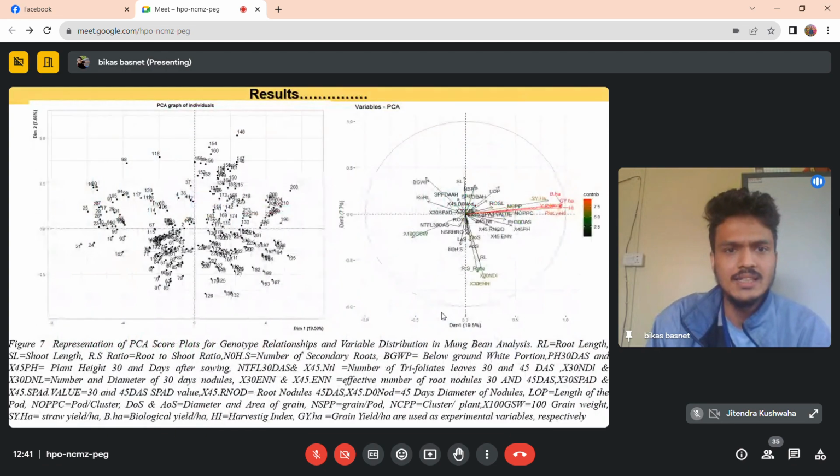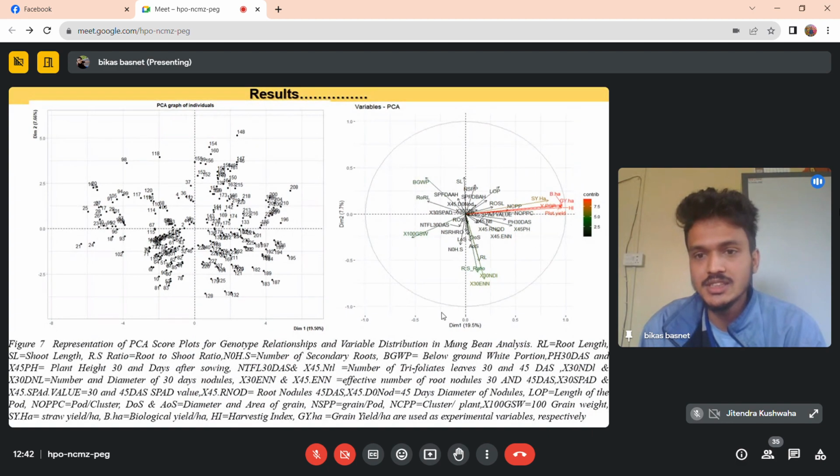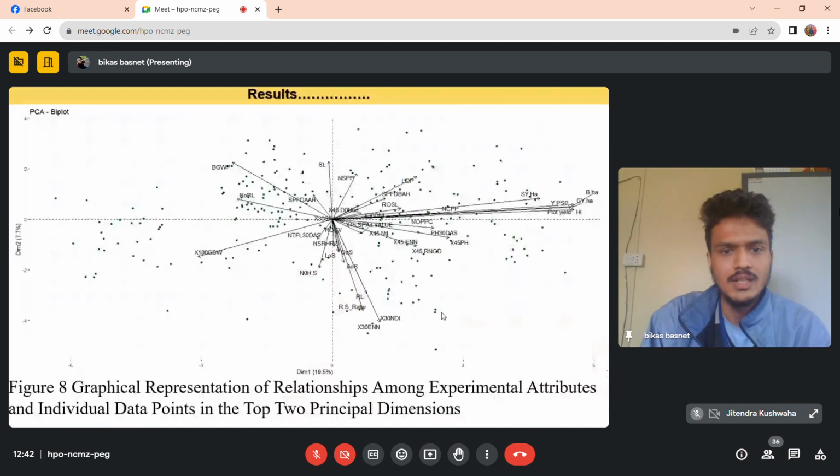And here is the distribution plot, and the points that are distributed for the genotypes associated with the trait. And the line, that is the vector, shows the distribution of the trait on each fourth quadrant. And here is the overall representation of the trait associated dimensions of PCA.